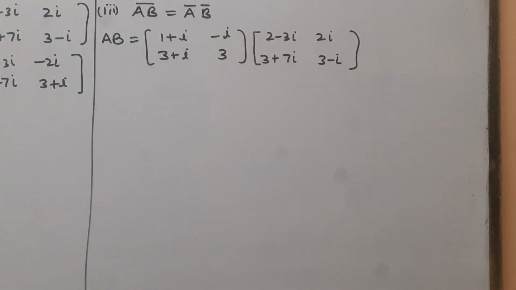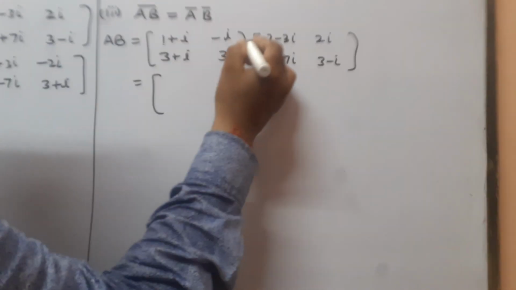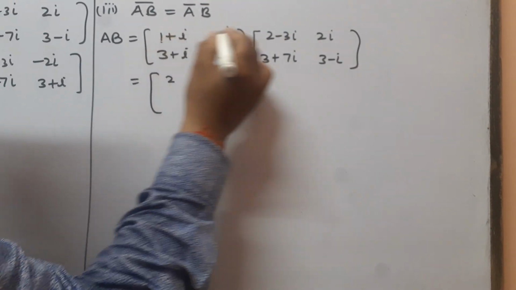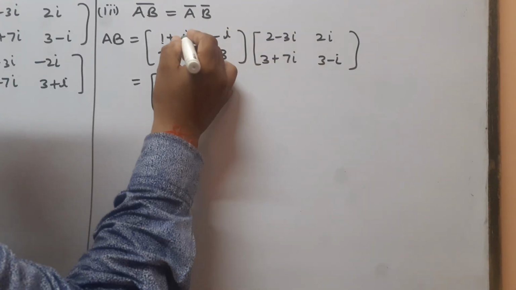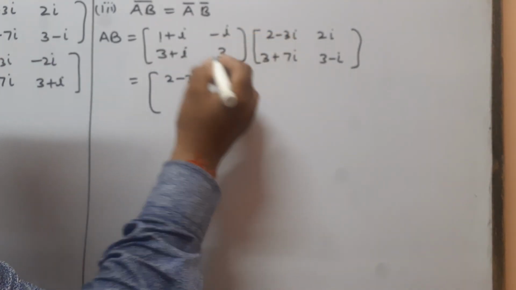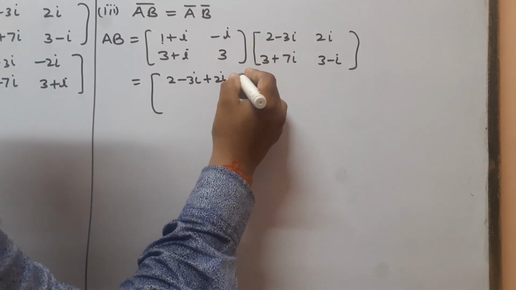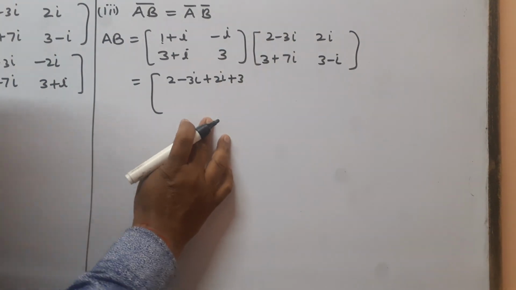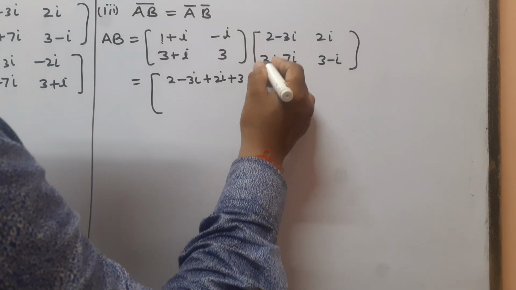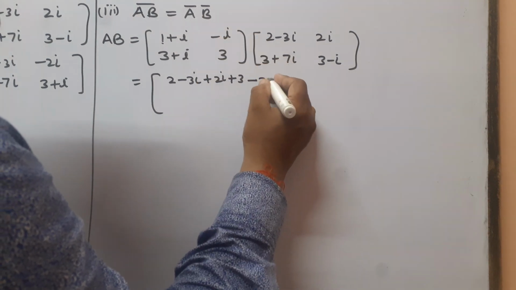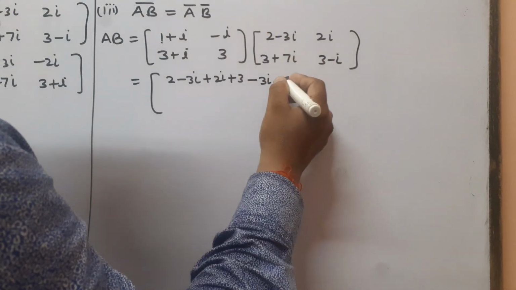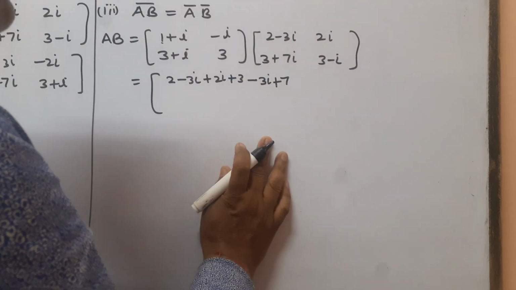Now we multiply these two matrices. Multiply first row by first column: 1 multiplied by 2 is 2, 1 multiplied by minus 3i is minus 3i, i multiplied by 2 is 2i, i multiplied by minus 3i is minus 3i square, and i square is minus 1, so this is plus 3. And minus 3 multiplied by 3 is minus 9, minus i multiplied by 7i is minus 7i square, and i square is minus 1, so this is plus 7.